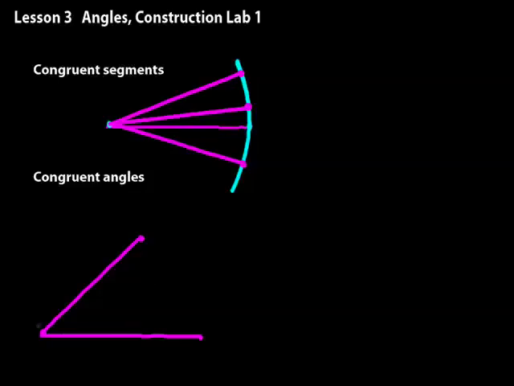Well, we just need to make one of the rays. So let's just put a couple of dots over here, and we'll draw a line segment in between those using our straight edge. So now we have our base ray.